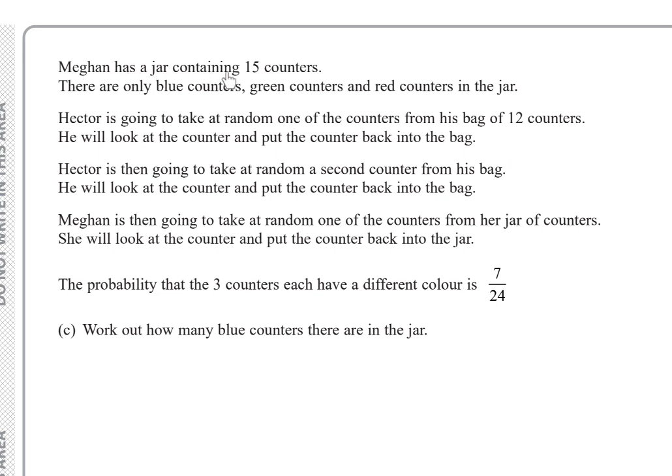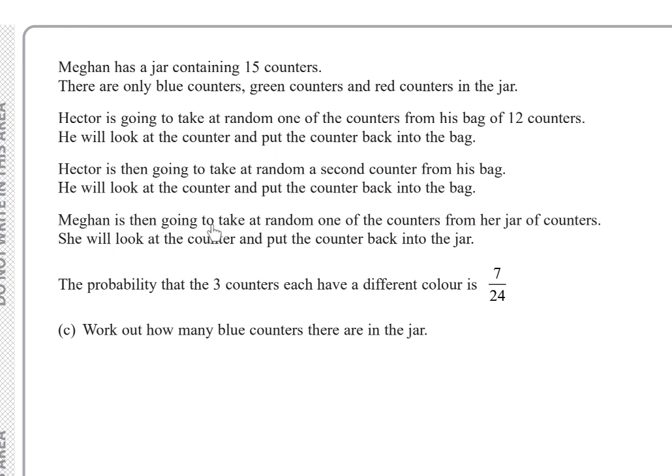Megan has a jar containing 15 counters. There are only blue counters, green counters, and red counters in the jar. Hector is going to take at random one of the counters from his bag of 12 counters. He will look at the counter and put the counter back into the bag. Hector is then going to take at random a second counter from his bag. He will look at the counter and put the counter back into the bag.